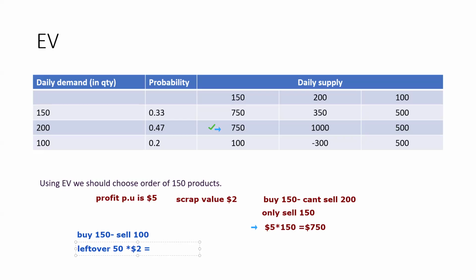So we are getting the income of $100. Is it clear?